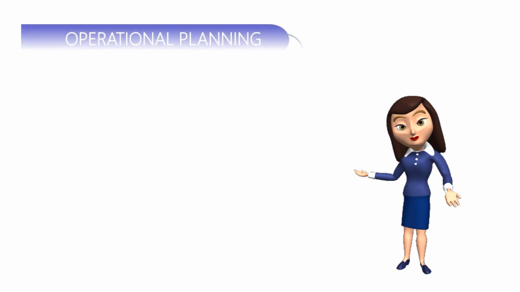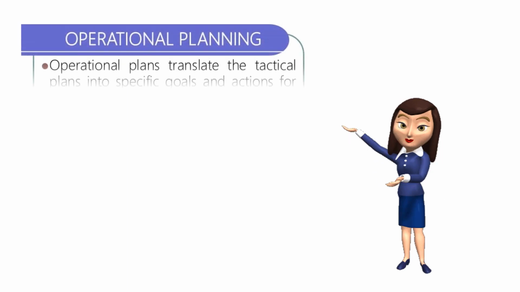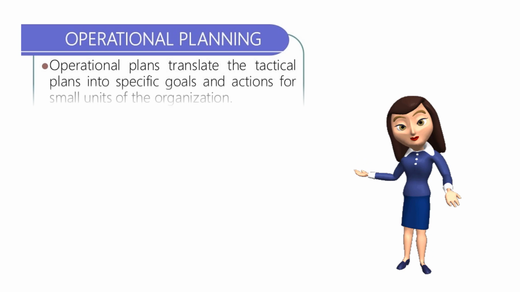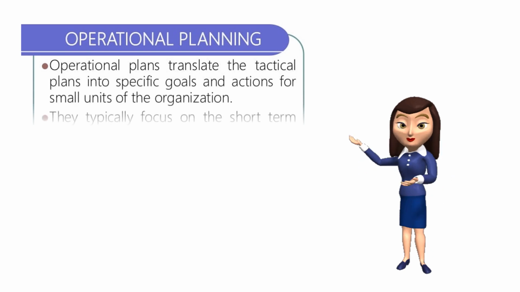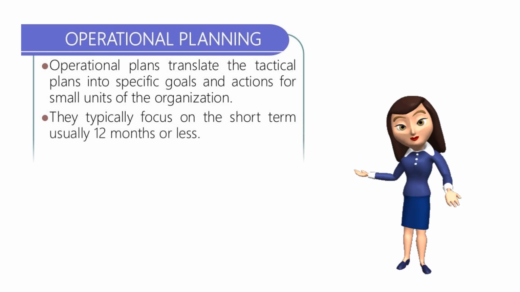So in this, we'll talk about operational planning. Operational plans translate the tactical plans into specific goals and actions for small units of the organization. They typically focus on the short term, usually 12 months or less.